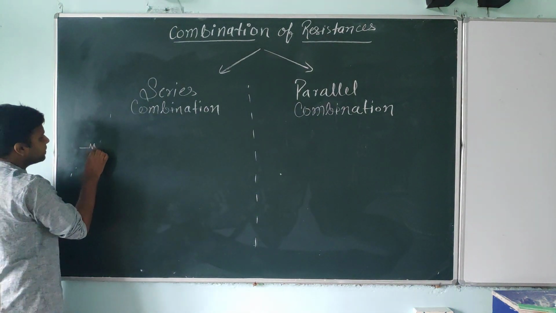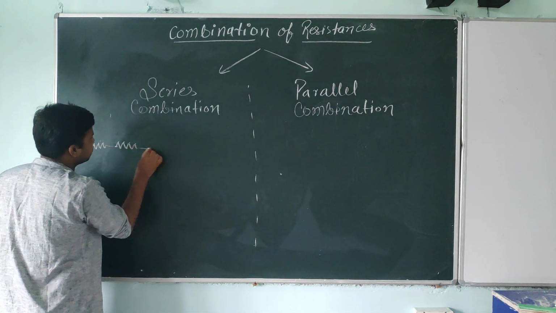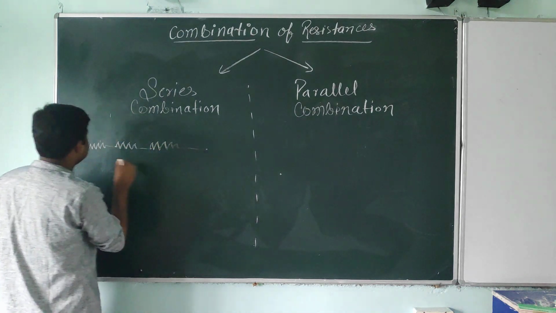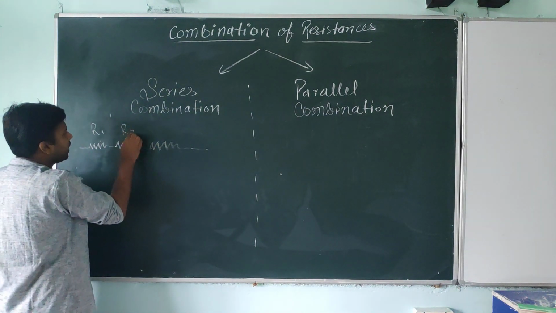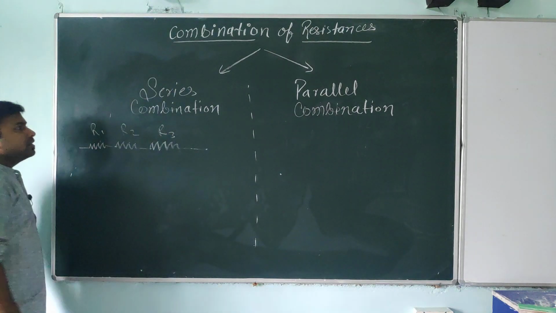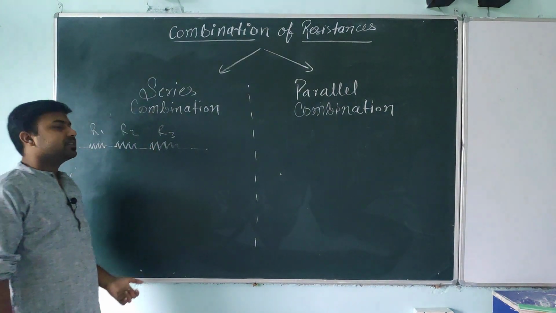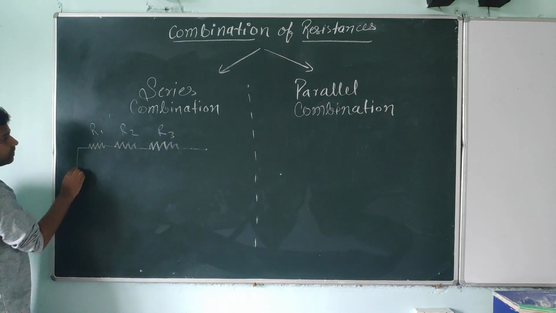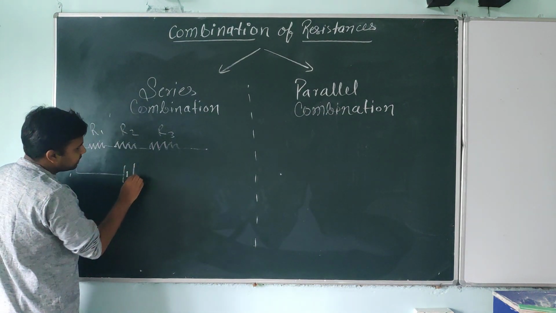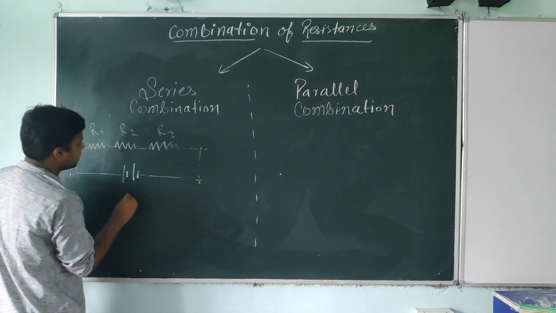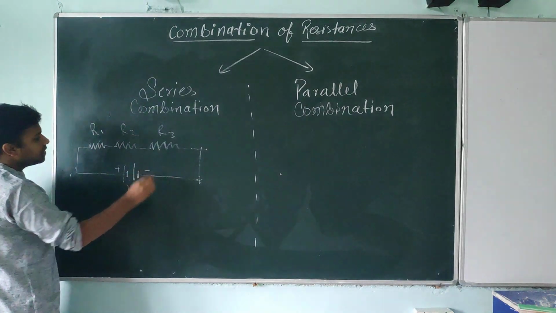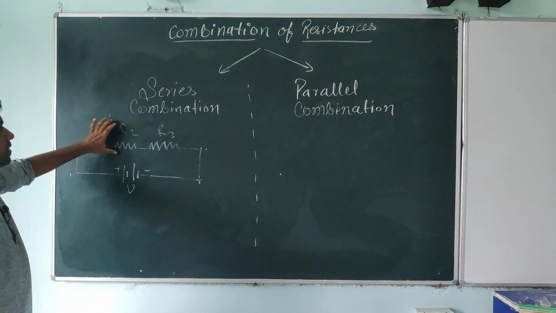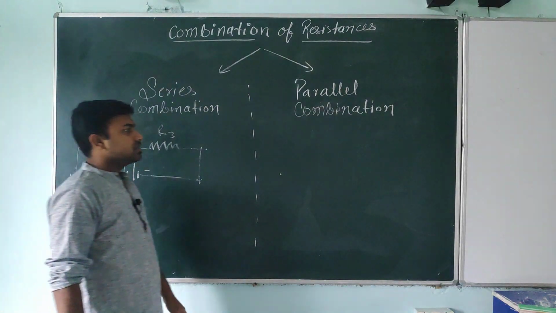So if resistances are connected like this, end-to-end connection, like this one is the R1, R2, R3. Okay, so if resistances are connected like this, R1, R2, R3, it means end-to-end. Okay, and we are applying a potential difference across these three resistors, so V, positive terminal, negative terminal. So this combination of resistance is called series combination.